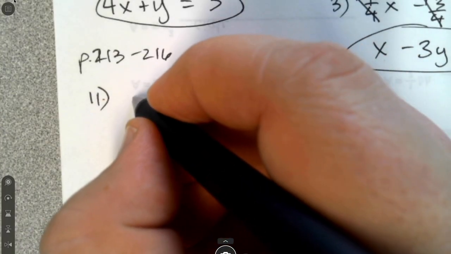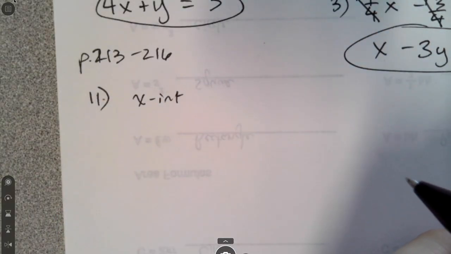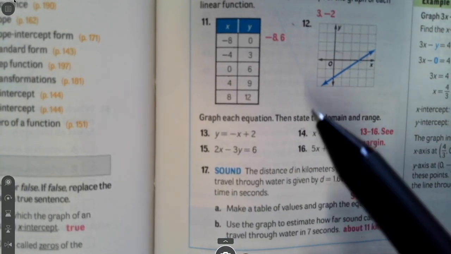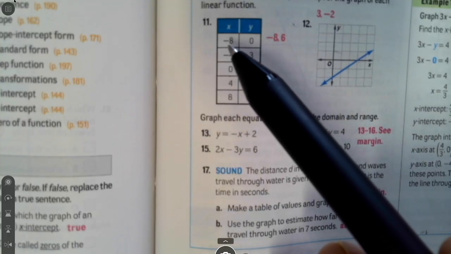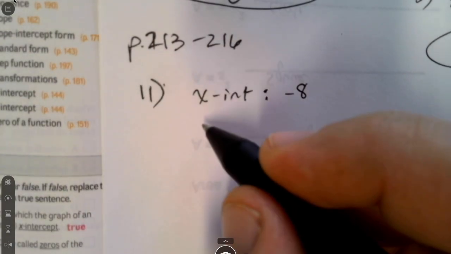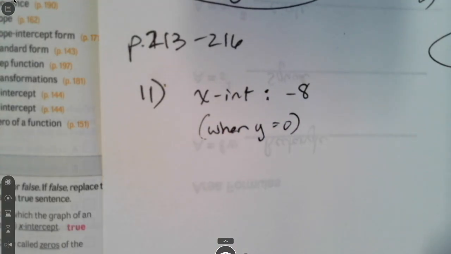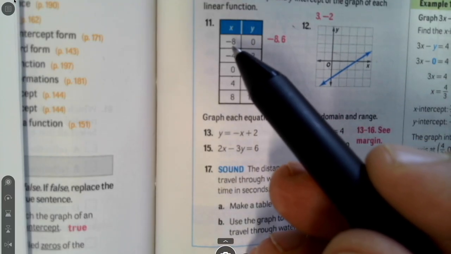Okay, the x-intercept always happens where y is equal to 0. So I'll show you the table. If you look at the table, you're looking for where the y is equal to 0, and that's right there. So that makes the x-intercept -8. So I'll say it once again. The x-intercept happens when y equals 0. So we look at the table, we find when y equals 0, that x value is the x-intercept.